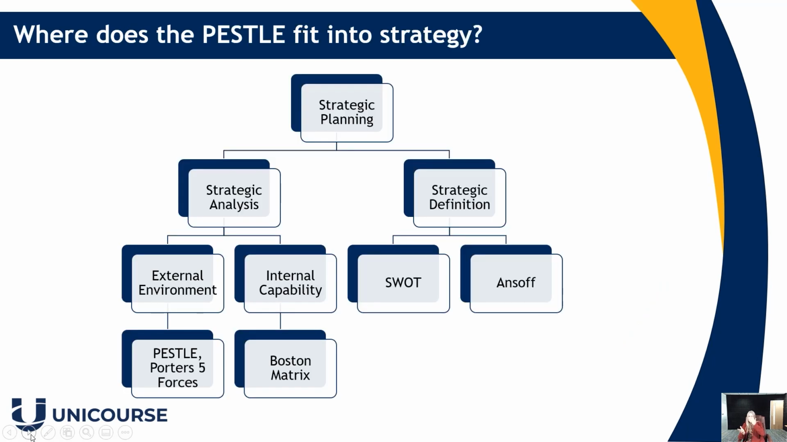So where does it fit in with other strategic analysis tools? You think about the strategic planning, you think about, okay, well, let's analyse the current state first. And you're looking at the external environment and the internal capabilities. Then you could use for the external environment, not just a PESTLE, but you could use the Porter's Five Forces as well. You could use the SWOT, the ANSOFF in the strategic definition, or also you could use the SWOT in the internal capabilities if you're thinking about the strengths and the weaknesses as well.